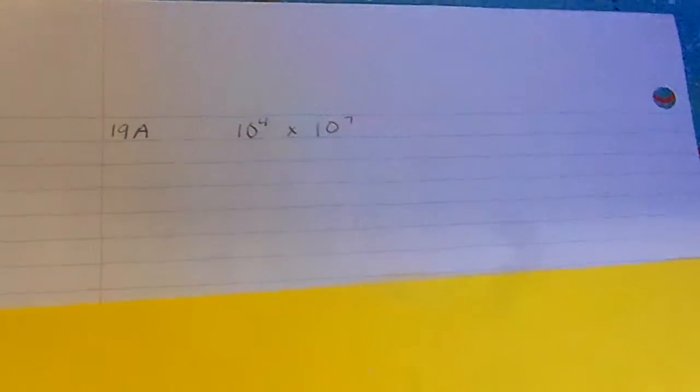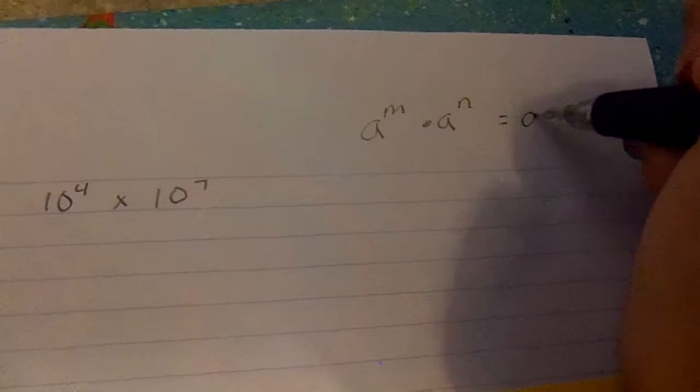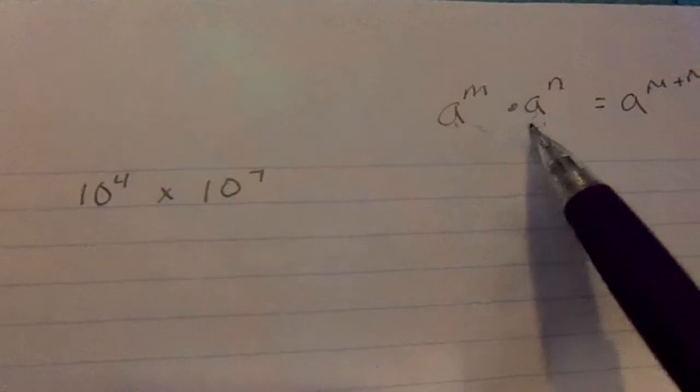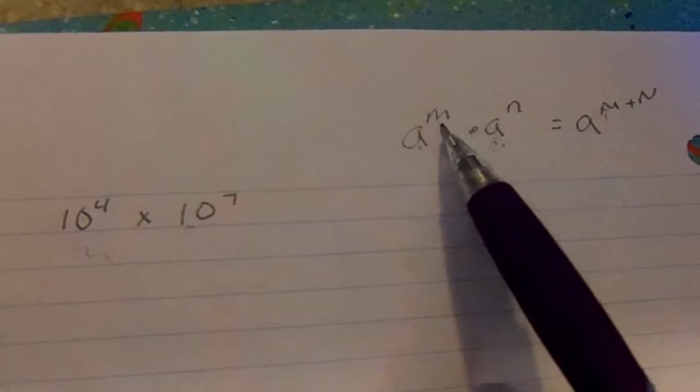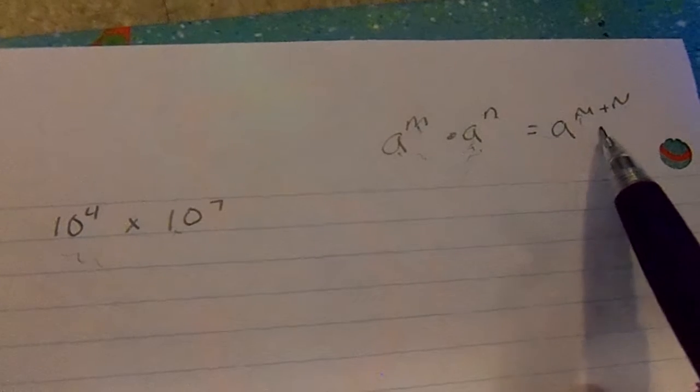Okay. Next, we're going to start with doing scientific notation. So there's a formula that works really well for this. So let's write this out here. a to the m times a to the n equals a to the m plus n. So if you have two numbers that are the same, like we have down here 10 and 10, you can take that top number and take m plus n when you're multiplying.